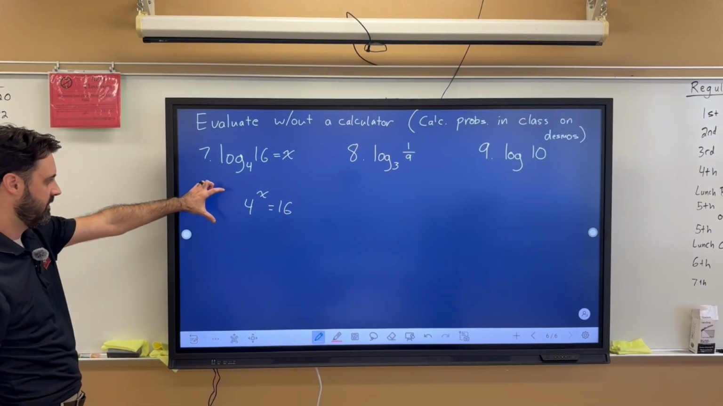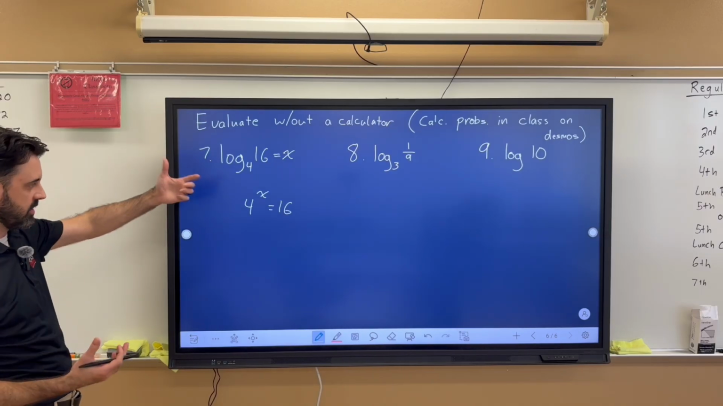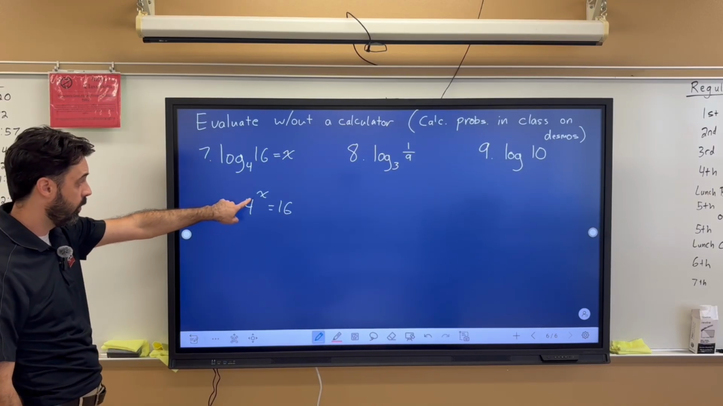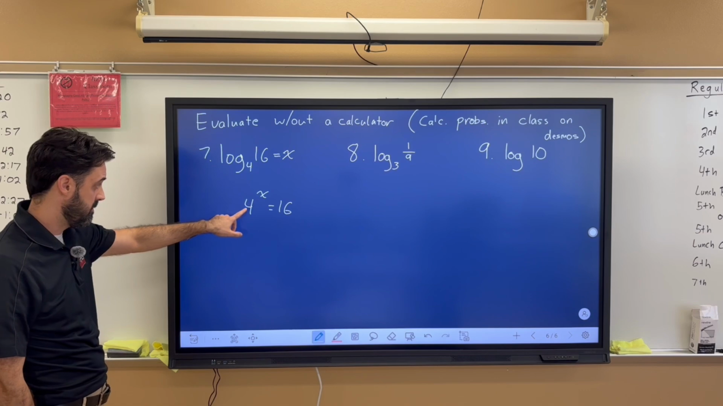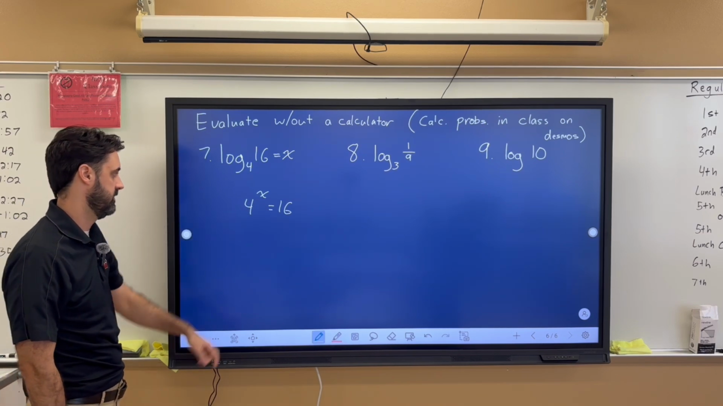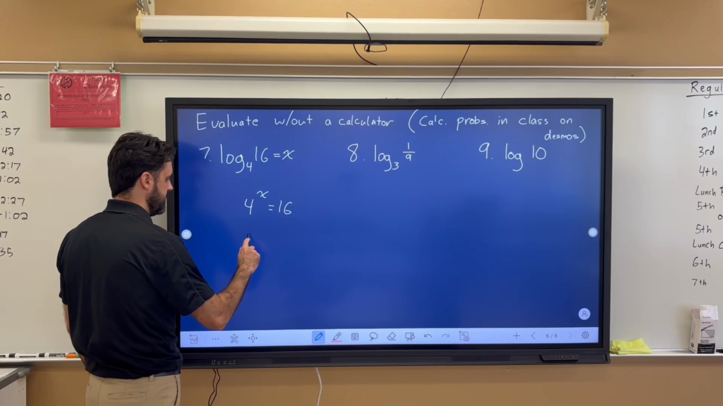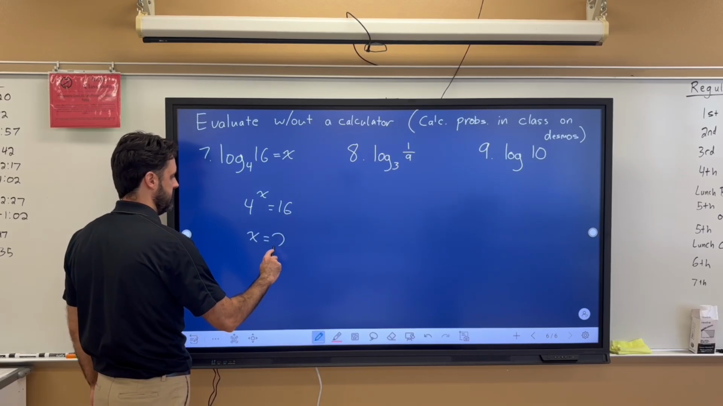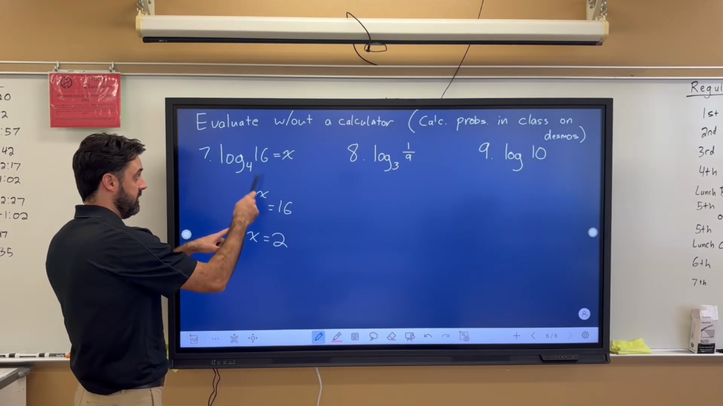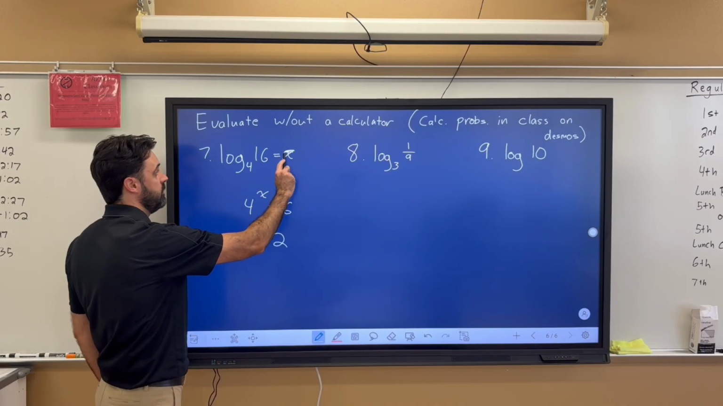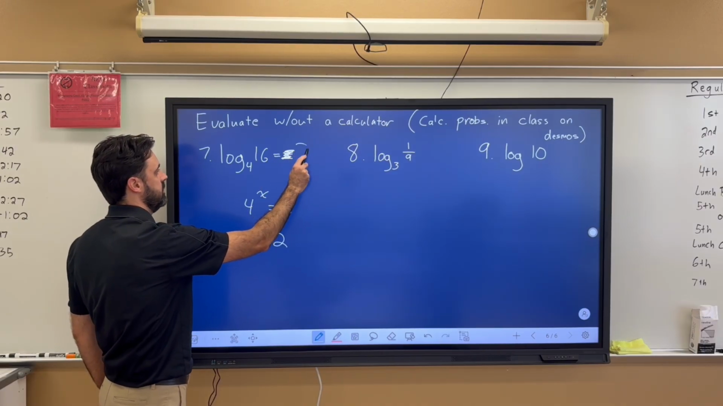Well, now and most of the time it's going to be pretty straightforward what to do here. We would just think through, well, what exponent does this have to be to make these two sides equal to each other? Well, if I square 4, if I multiply it by itself, that would give us 16, so x is just 2. By extension, log base 4 of 16, we can now say that is just equal to 2.